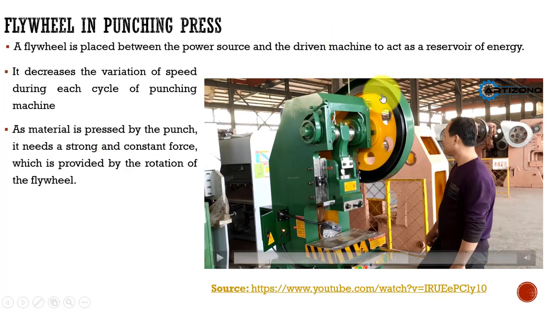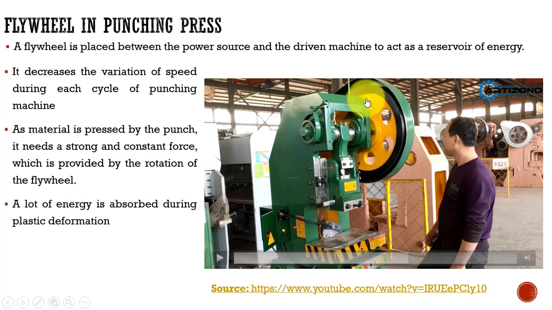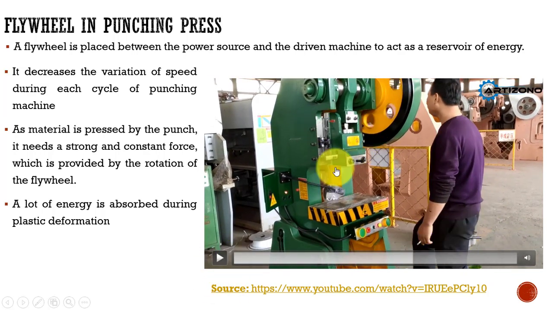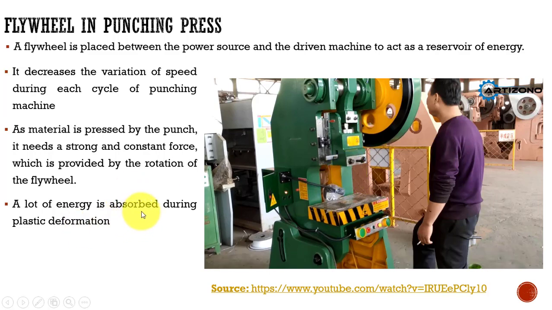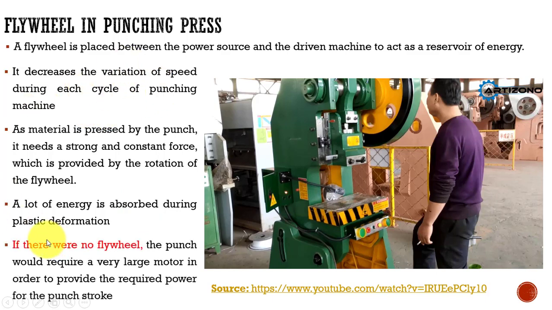That is why we have a flywheel right in between the power source and the driven machine. It stores a lot of energy during the unproductive stroke, because the operator is only pressing the pedal a few times, then it moves the material, and then the punching process happens. During the remaining period, the energy is absorbed by the flywheel, so the speed variation is reduced as far as the punching machine is concerned. This is the idea.